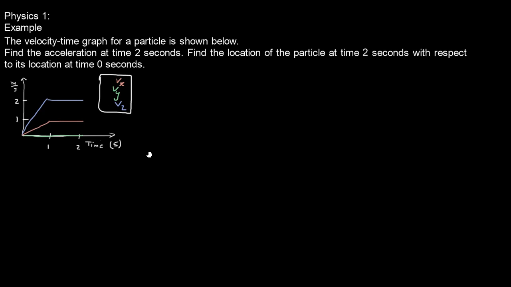This is Physics 1 course. In this video, I will solve another example on constant acceleration motion. The velocity time graph for a particle is shown below.